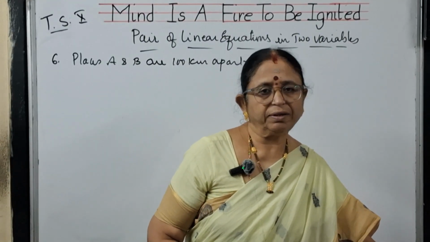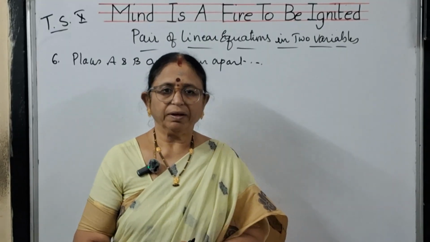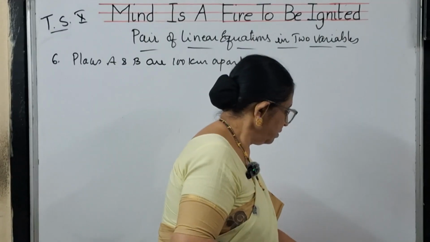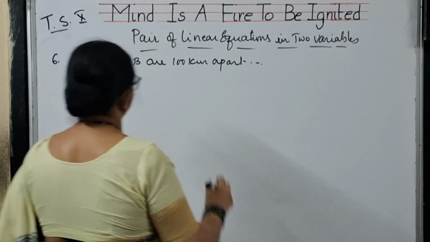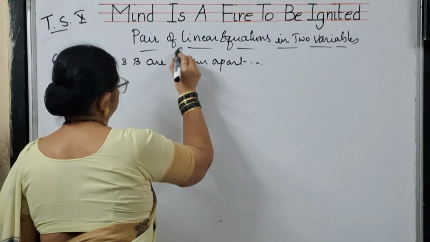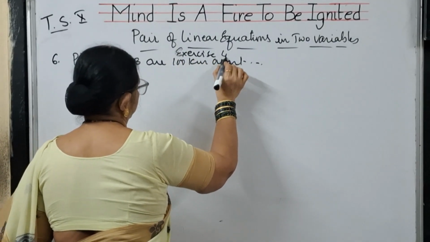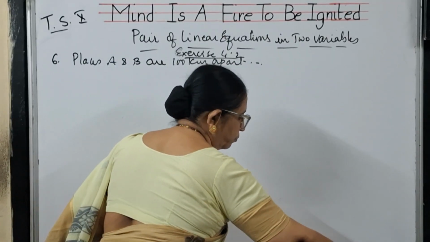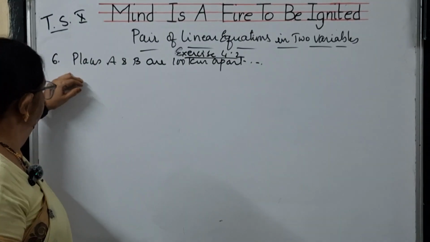I am now dealing with the 10th class maths, pair of linear equations in two variables. In that, I am doing exercise 4.2. In this 4.2, 5 sums I have already done, 6th sum I am doing.